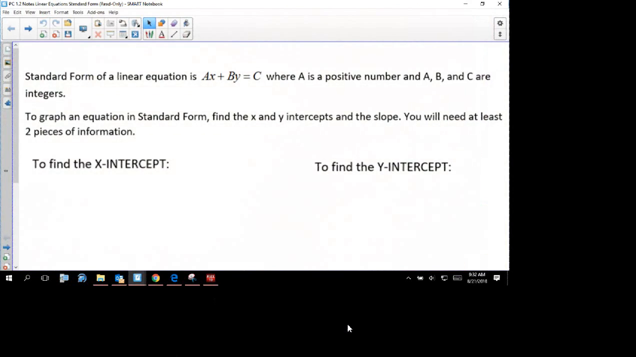Okay, so we're going to start with, we're just going to do standard form all day today. And when we graph an equation in standard form, trust me, it is way faster to know how to find x and y intercepts and find the slope than it is to change the equation over into y equals mx plus b form in most cases, especially the ones I'm going to give you.